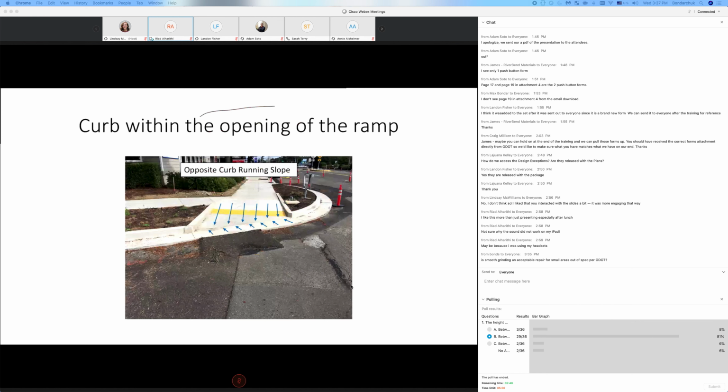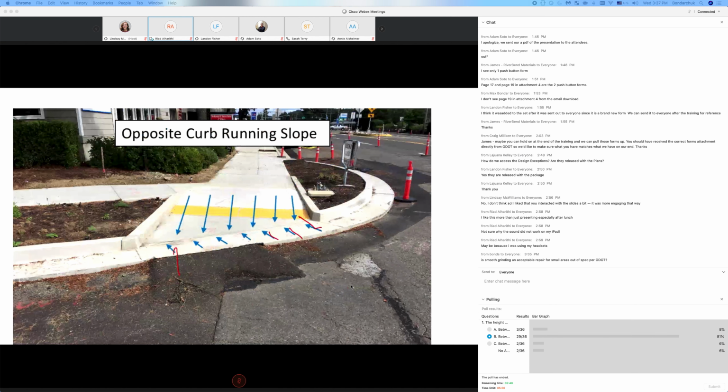The opposite curb running slope: you look at the direction of the flow. When you're measuring, the curb running slope should be perpendicular to the path, and it should not. And oh, I see. Yeah. And the other thing here, it seems like you're directing the water into this. Yeah, the curb running slope should be in this direction, not into this. Is that correct, Adam?